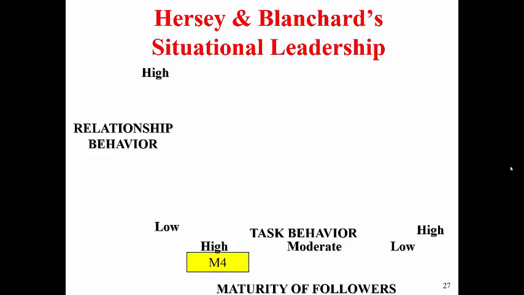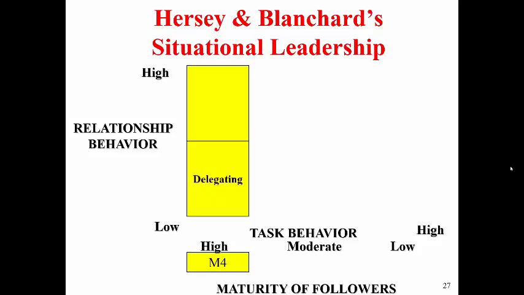So if the people you're leading have a high maturity level, M4 for maturity level 4, then the best leadership style, they said, is delegating. Now, when we did that little survey at the beginning of this module, where you classified your leadership style, some of you had impoverished. Maybe you were really delegators. Maybe that's the answer. So you can delegate to these followers because they have a high level of maturity.